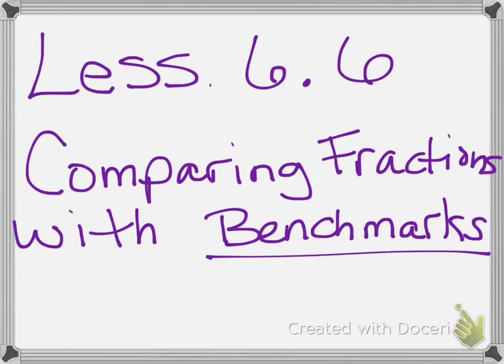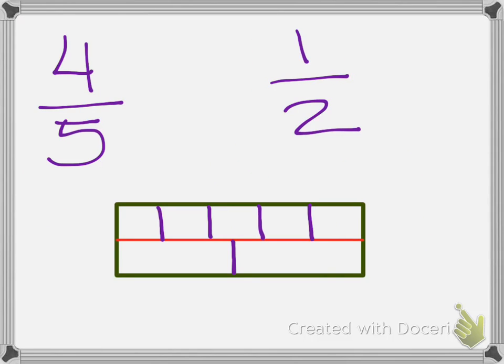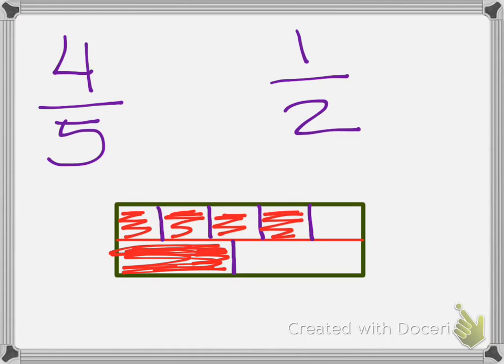Today in lesson 6.6 we were comparing fractions using benchmarks, and with this, 1/2 is going to be our benchmark every time. So I want to compare 4/5 and 1/2. And the kids learned first today to draw a picture to be able to compare them. And so in this drawing I have 4/5. I have fifths right here, 1, 2, 3, 4, and then I have my half. And with drawing pictures we can easily tell which one is greater, and that 4/5 is greater than 1/2.